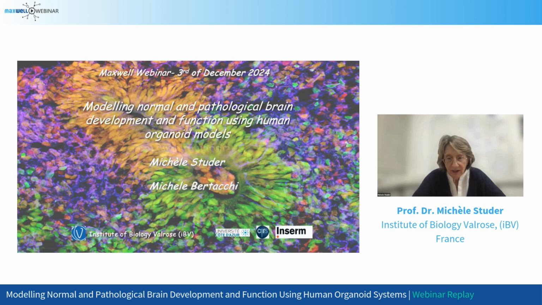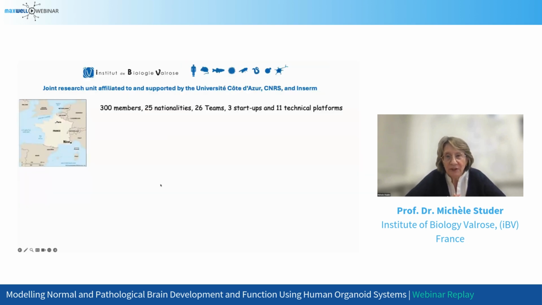Here we are. Okay, fine. First of all, I just wanted to introduce our institute very quickly. We are located here in Nice, in the south of France, on the French Riviera, so it's a really nice place. We are a research institute supported by our university, Côte d'Azur, CNRS and INSERM, which are two governmental research institutes, a bit equivalent to the NIH in the States. We are 300 members, 25 nationalities, 26 teams, 3 startups, and 11 technical platforms.